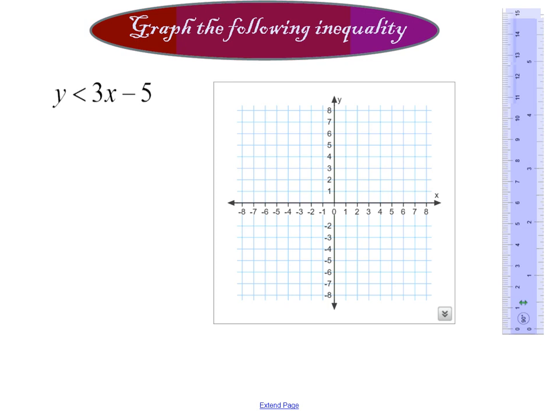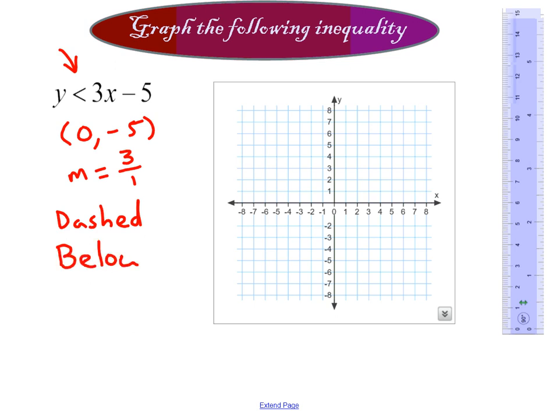So first thing, our equation is in slope-intercept form, so that's awesome. That means we can start recognizing some different parts of information. On this one, my y-intercept is going to be (0, -5). My slope is going to be m equals 3/1. My inequality tells me that this is going to be a dashed line, and because it's a less than sign, it's going to be shaded below. Let's go ahead and actually graph that here.